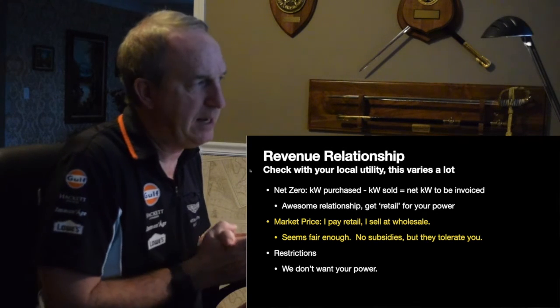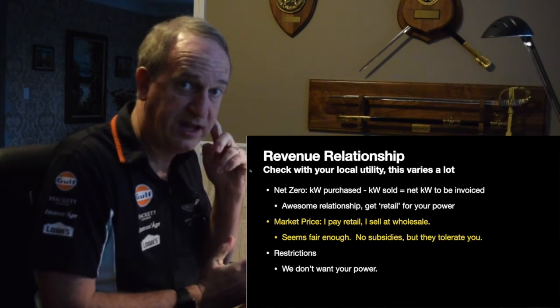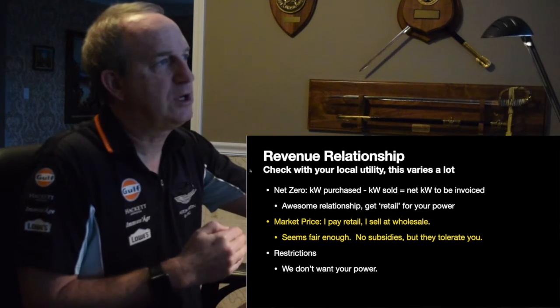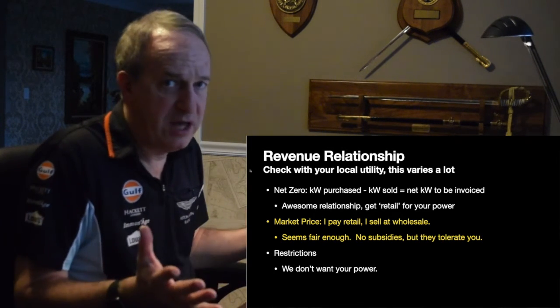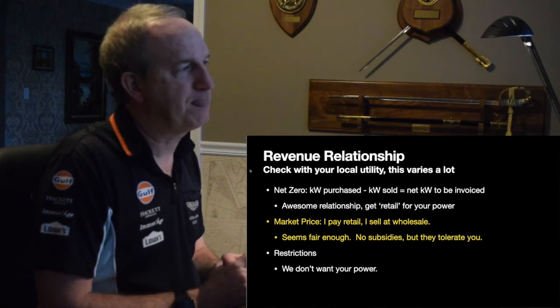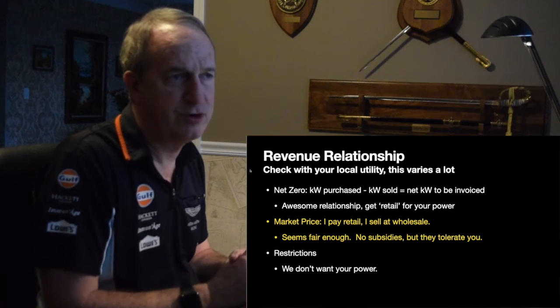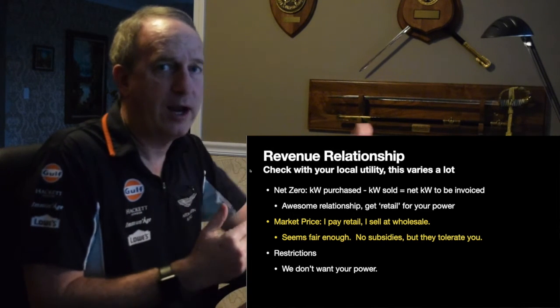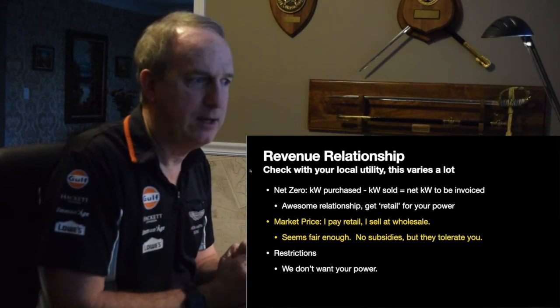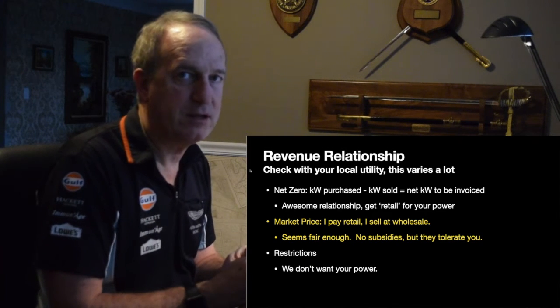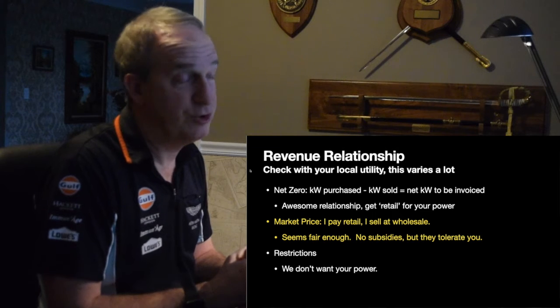So many utilities will offer what's called a net zero contract. And net zero means I give you a kilowatt, you give me a kilowatt, the net is zero. And then they just charge you for the net number of kilowatts at retail. So for every kilowatt hour that you give to the power company, they're essentially discounting your bill the full retail price of that kilowatt hour. So that's a really good deal.